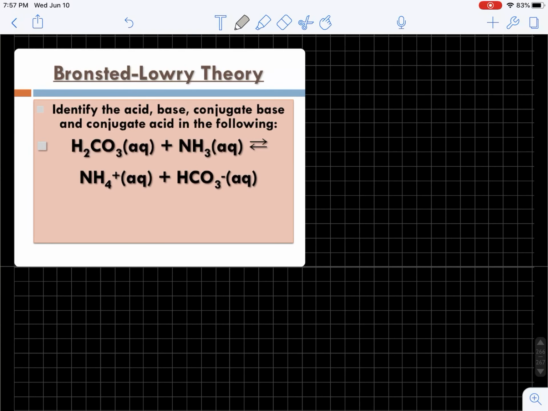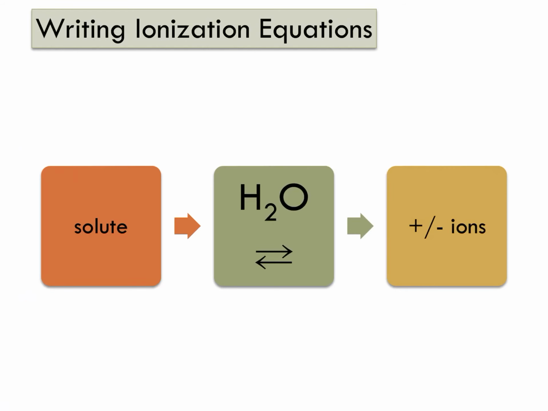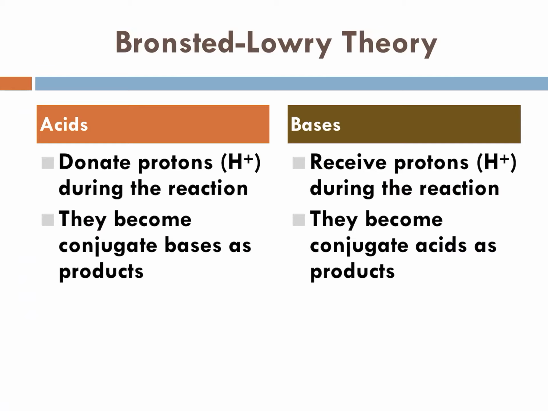Okay. Bronsted-Lowry theory of acids and bases. Well, they found that not only do the materials that produce H+ act like acids, it turns out that anything that donates a proton is a Bronsted-Lowry acid. What is a proton? It's a hydrogen atom without the electron, which means an H+ particle. So let's go to our notes. Acids donate H+ during a reaction. Bases receive the H+ during a reaction.